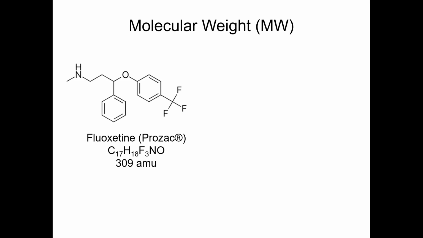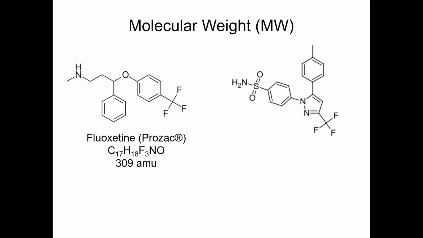We can do one more, and that would be this compound, which is called celecoxib. It is what's known in the drug industry as a cyclooxygenase 2 inhibitor. It is sold under the trade name Celebrex. It's an anti-inflammatory drug, most notably for treating arthritis. It has a formula of C17H14F3N3O2S.